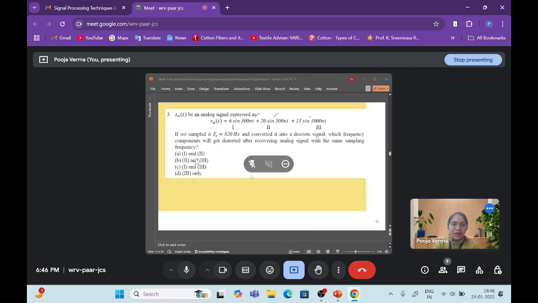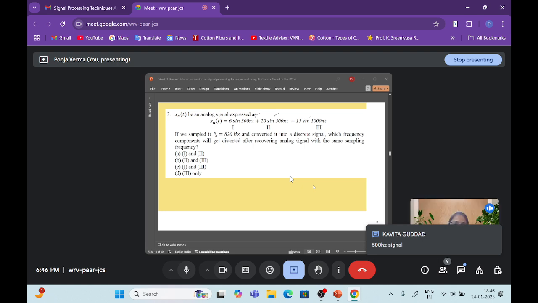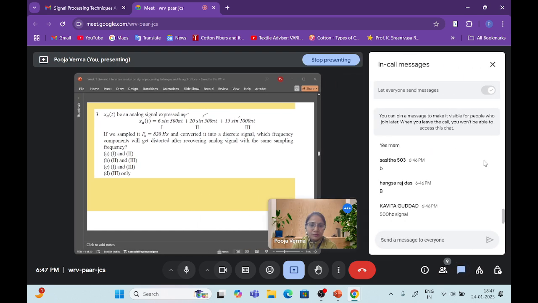Options are A: first and second, option B: second and third, option C: first and third frequency component, or option D: third only. Which signal will get distorted?